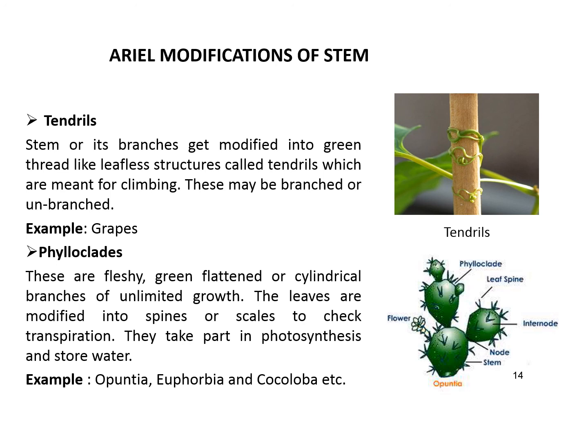For example, grapes. Phylloclades: they are fleshy green, flattened or cylindrical branches of unlimited growth. The leaves are modified into spines or scales to check transpiration. They also take part in photosynthesis and store food. Students, if you look at the lower right picture, you will see the cactus plant. Actually, the stems become flattened into leafless structures. These structures are called phylloclades.